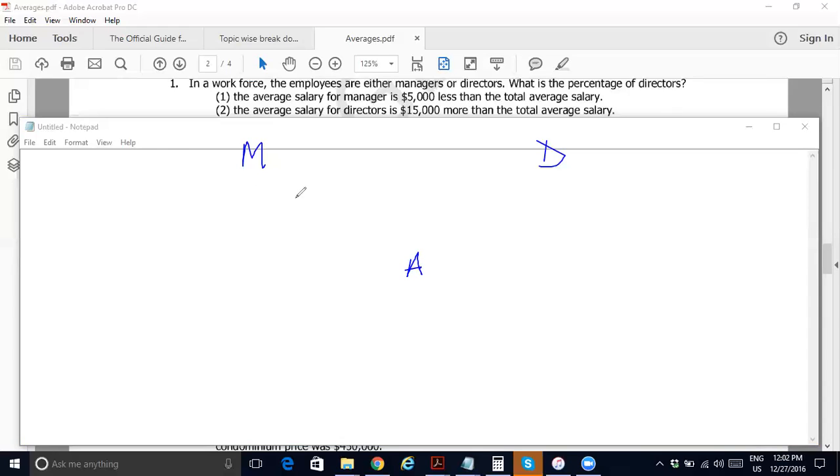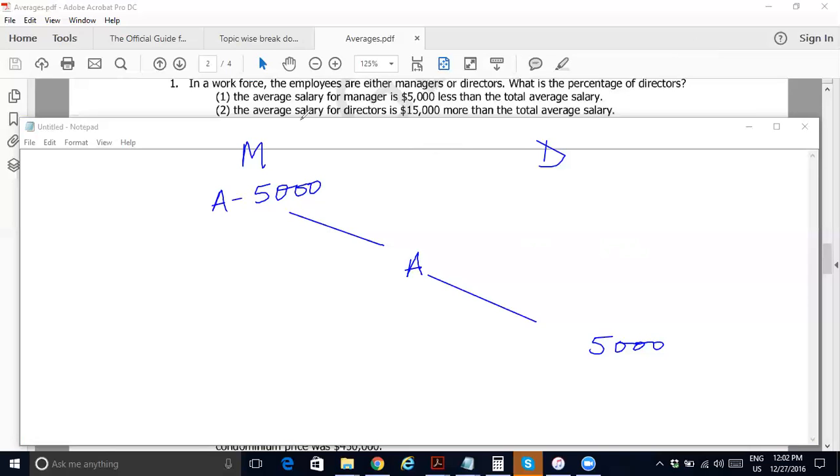Then the average salary for manager is 5,000 less than A. D minus 5,000. And along this leg of X, we have 5,000, because these two numbers differ by 5,000 only. Now on the other leg, we completely know how it works. Only finding one leg of X cannot answer anything. So it's not sufficient. Statement 1 is ruled out.